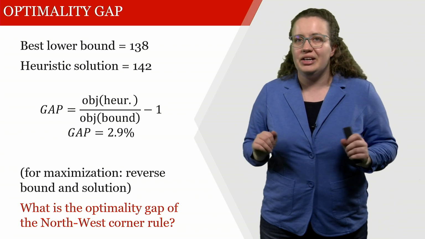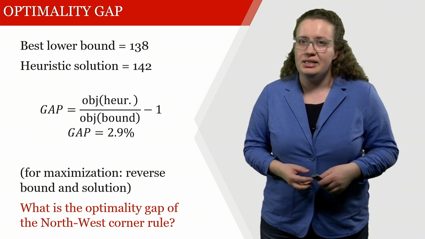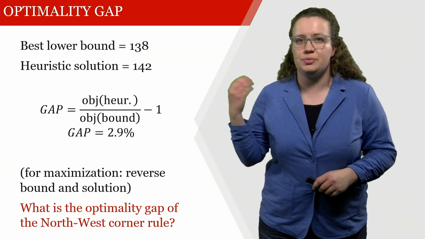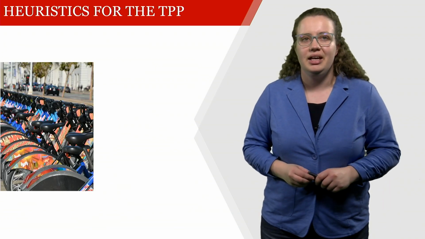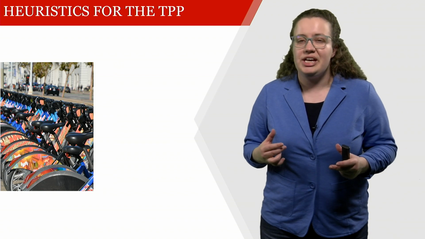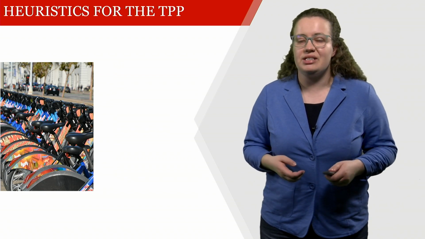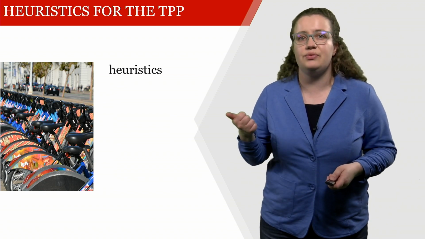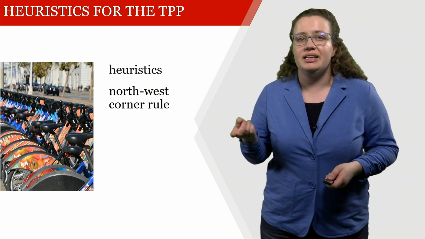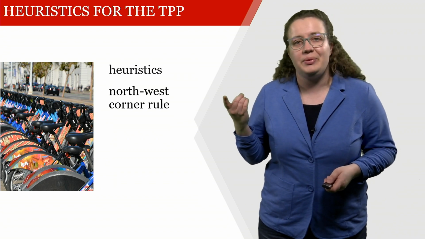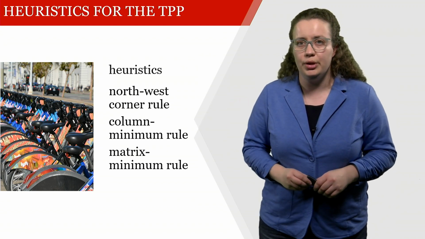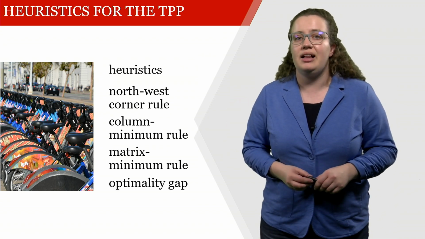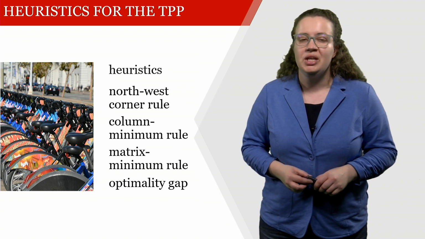And now what I would like you to do is to calculate the optimality gap of the northwest corner rule just by using this function as well. So what I would like you to take away from this web lecture on the heuristics for the transportation problem is, first of all, what a heuristic is. Secondly, I would like you to take away the northwest corner rule, the column minimum rule, and the matrix minimum rule. And what I would like you to do is to calculate the optimality gap. Thank you.